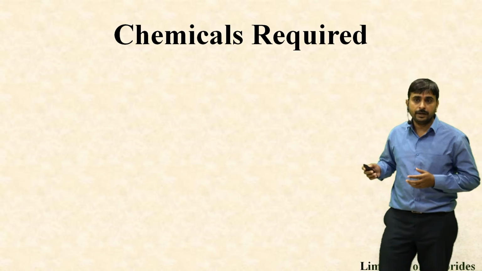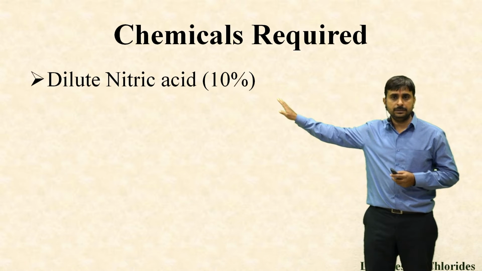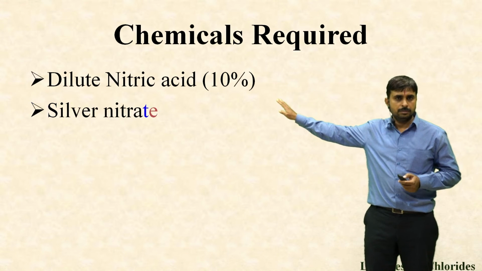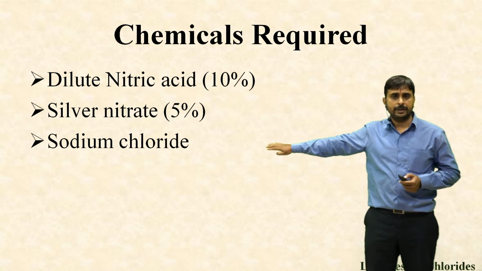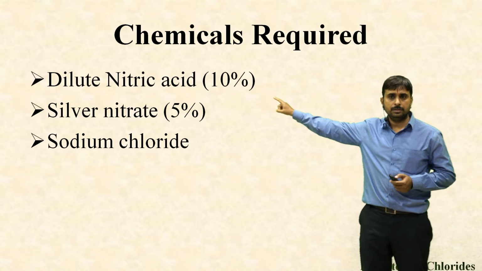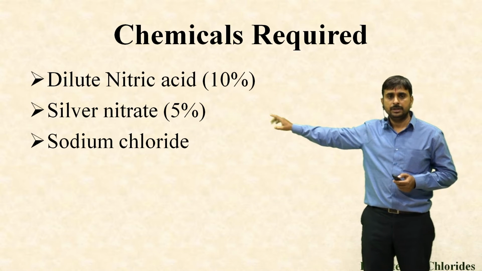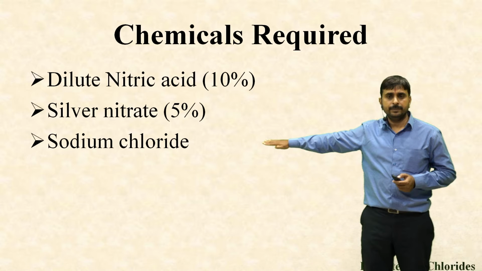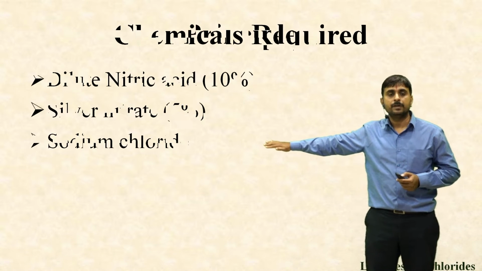What are the chemicals required to study the limit test of chloride? Dilute nitric acid, silver nitrate and sodium chloride. Dilute nitric acid is a 10% solution, silver nitrate is a 5% solution, and sodium chloride will be used as a standard to compare with the test solution, or the sample under study.